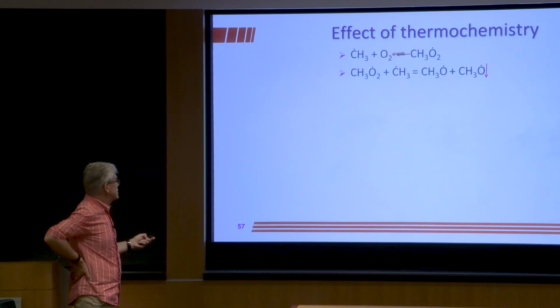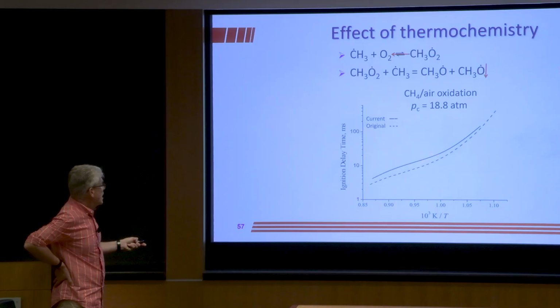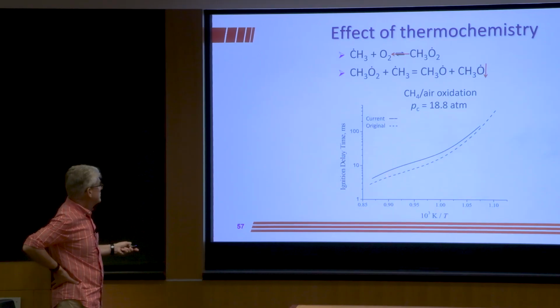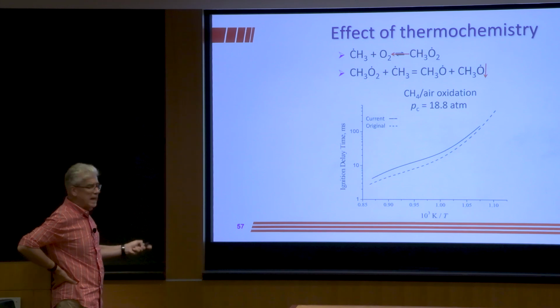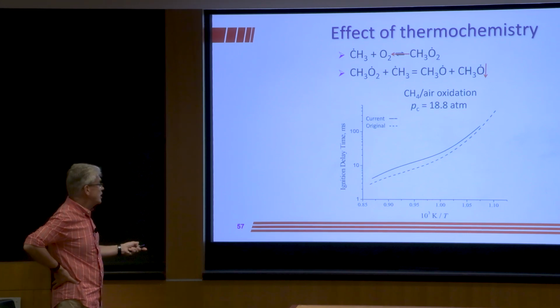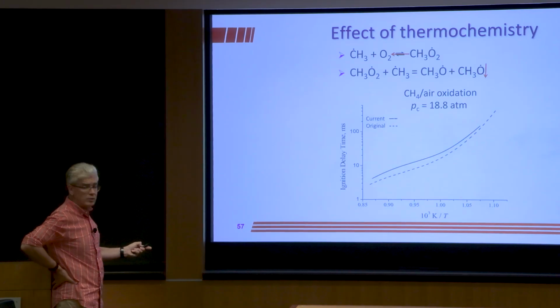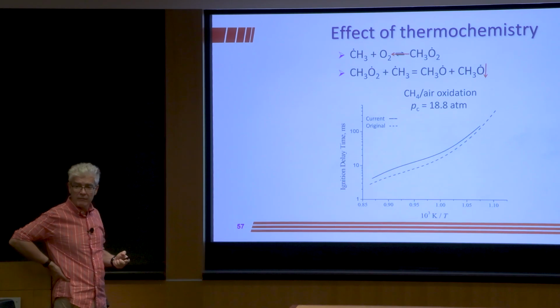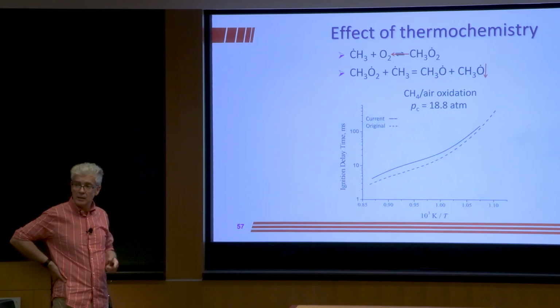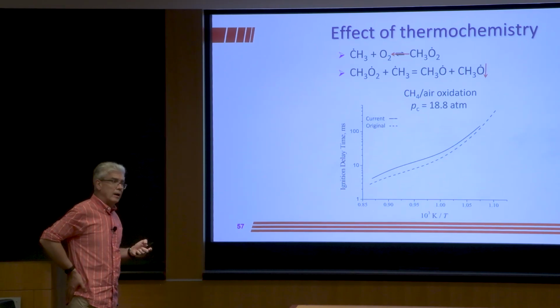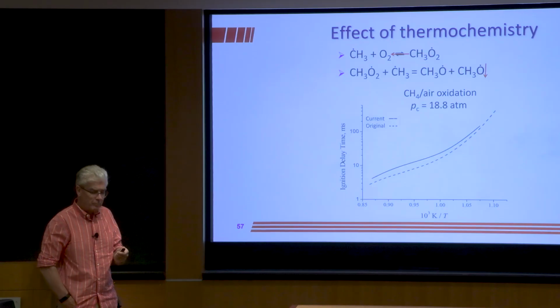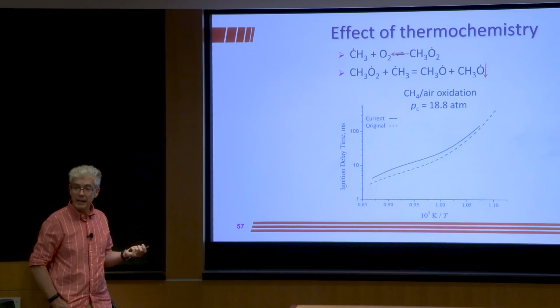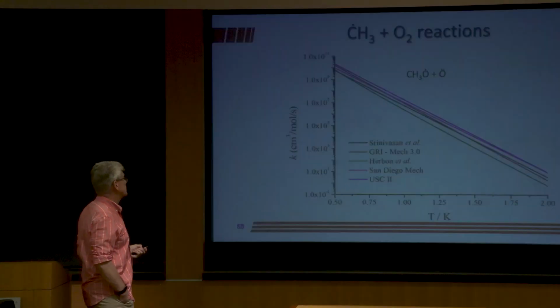So this is what happens. The original model prediction is this dashed line, and then just changing the activation energy, the enthalpy of formation of CH3O2 by 0.7 kilocalories per mole, the reactivity decreases by a factor of 2, right? That's just the thermochemistry. And again, it's showing the importance of having accurate thermochemistry in the mechanism, right?